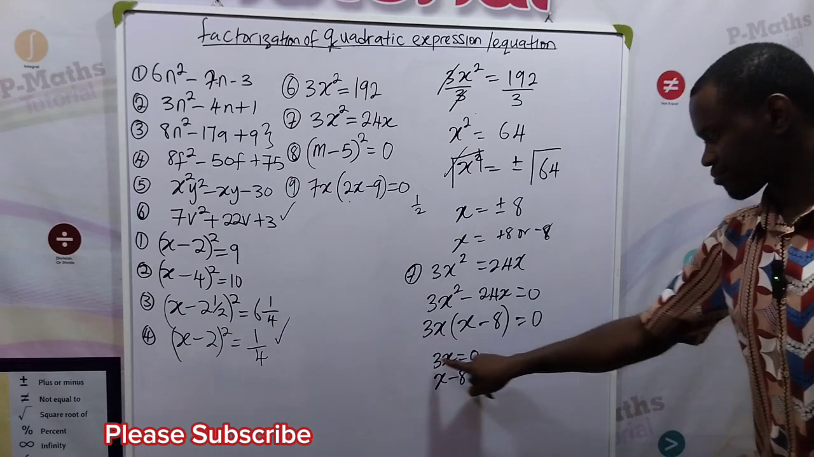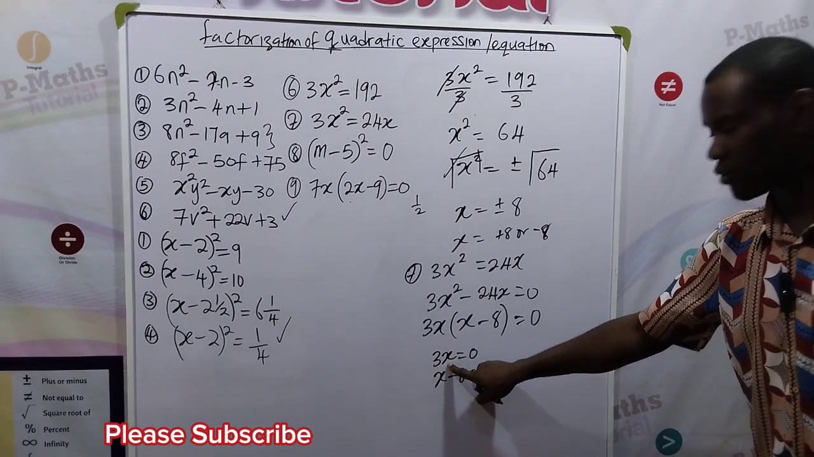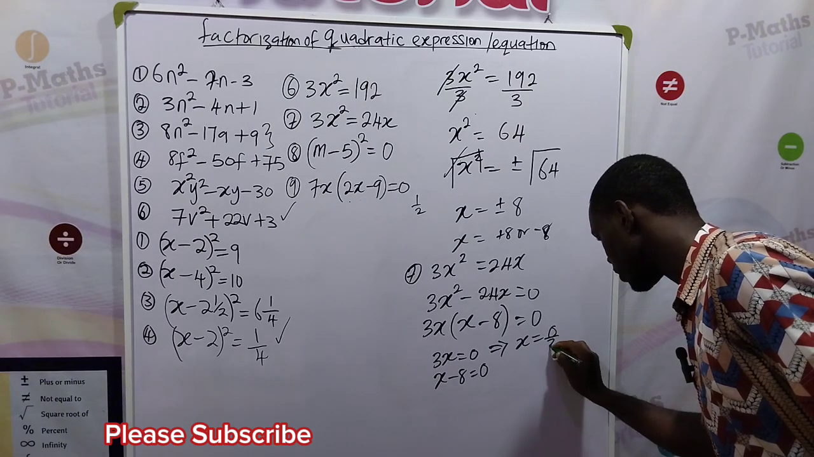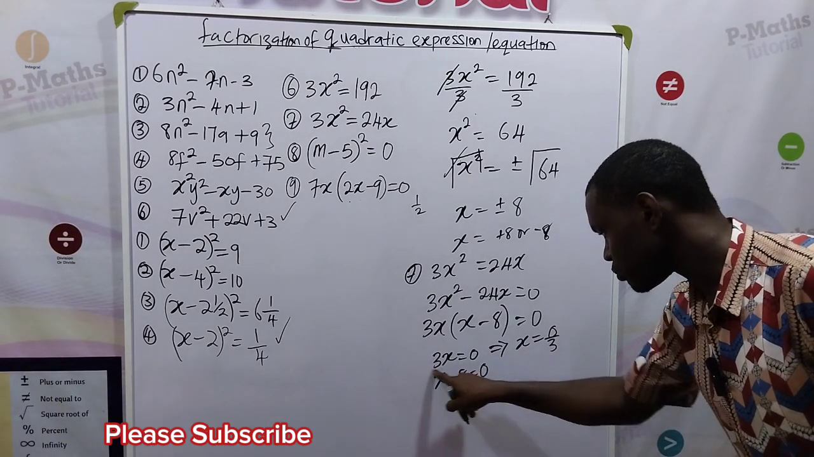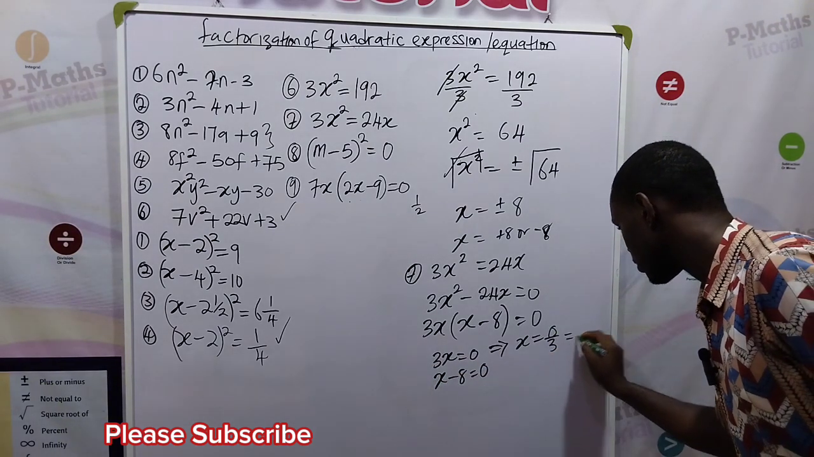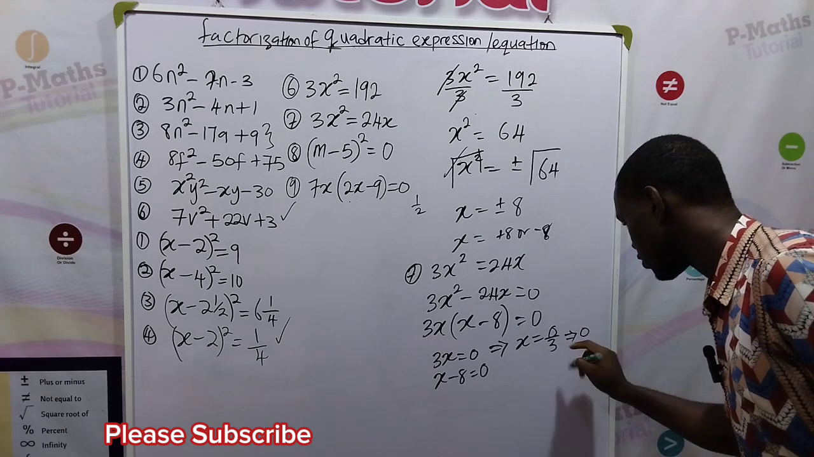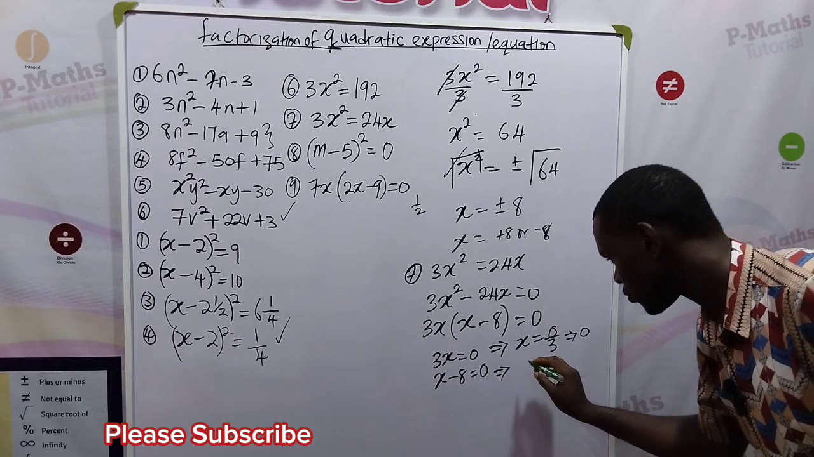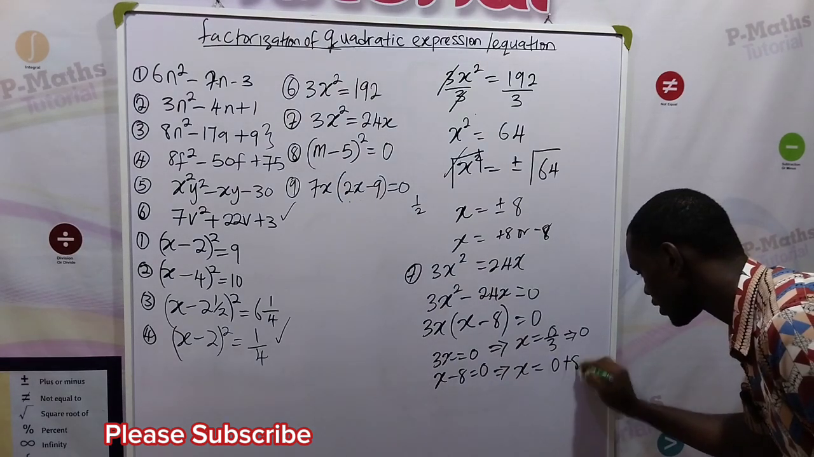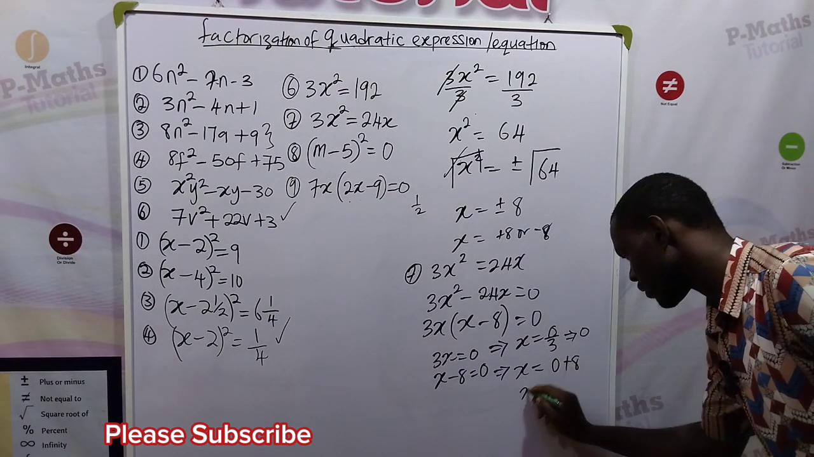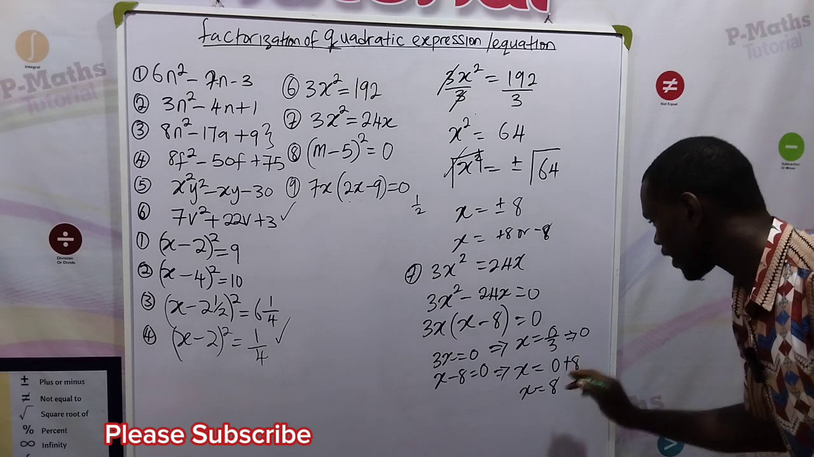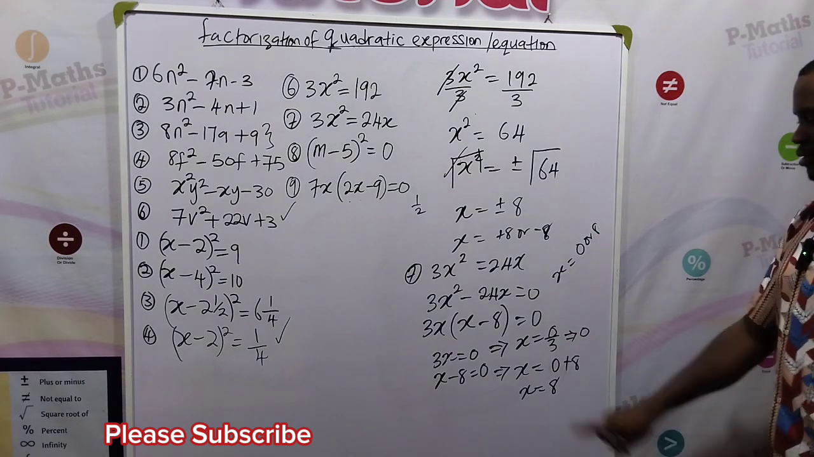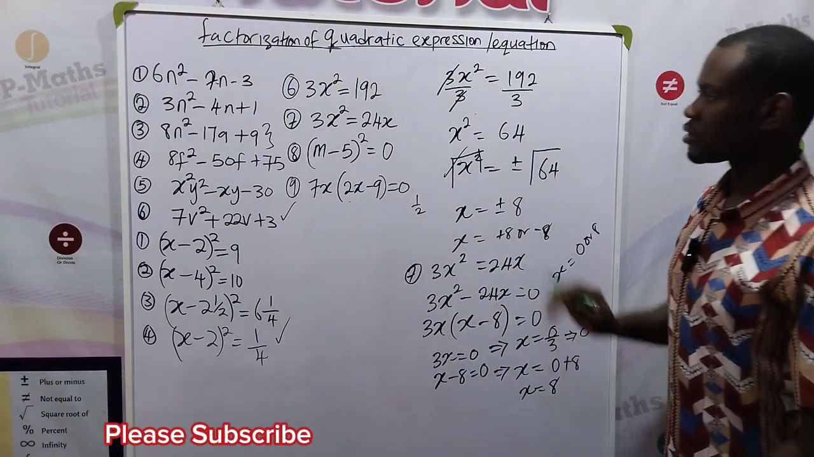Now from here, make x the subject of the formula. That means we'll have x is equal to 0 over 3. I'll use 3 and divide both sides. So x is 0. Therefore here, we are going to take 8 to the other side of the equation. 0 plus 8. So when you now add, we have x equal to 8. So x is either 0 or 8. Right, from the solution. So that's it.